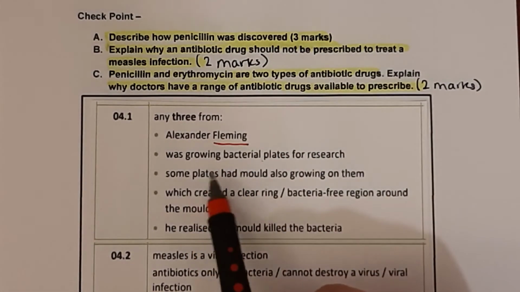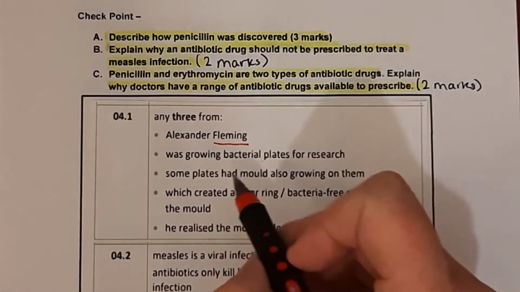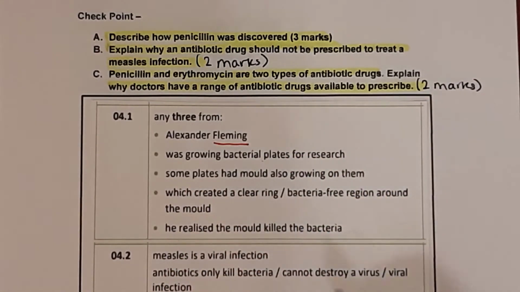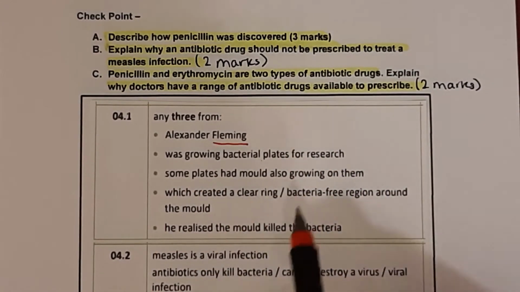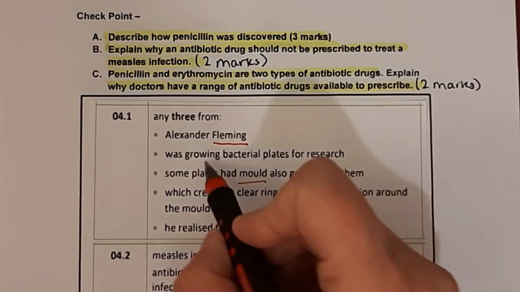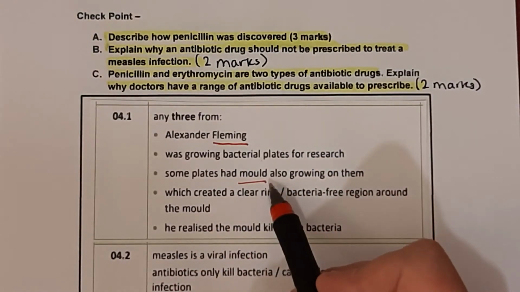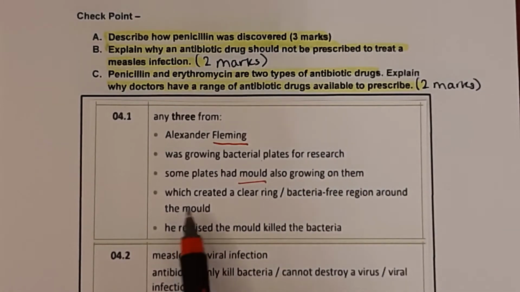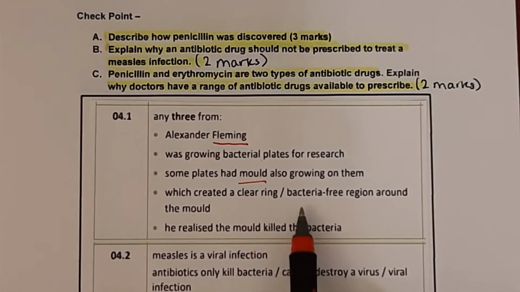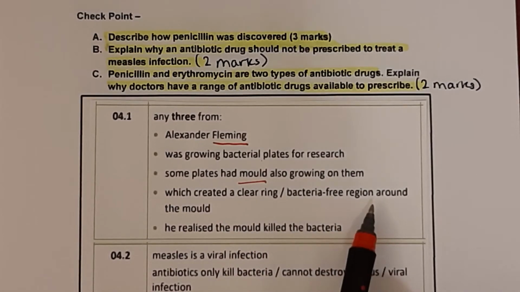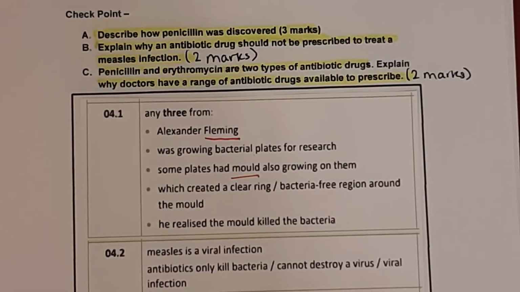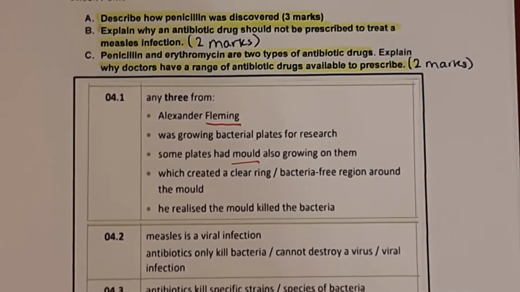So he was growing bacterial plates for research, so the part about growing bacteria, and some plates also had mould growing on them. So the idea that he was growing bacteria, but there was also some mould growing. Then the mould made this clear ring, or this bacteria-free region around the moulds. And then lastly, he realised that the mould was killing off the bacteria. So any 3 out of those, please, to give you 3 marks for the first question.